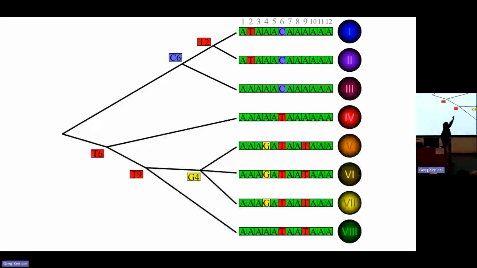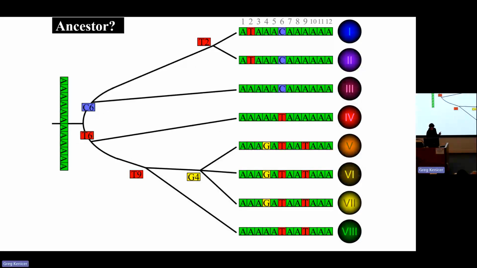But this is slightly misleading, because we don't at the moment have any idea of what the common ancestor looks like. We've sort of assumed that it's all A's, but we don't know that. So, for example, the common ancestor could look like that, with a C at position 6, in which case it would fit there onto the tree. Or it could have a T at that position, in which case it would fit there.